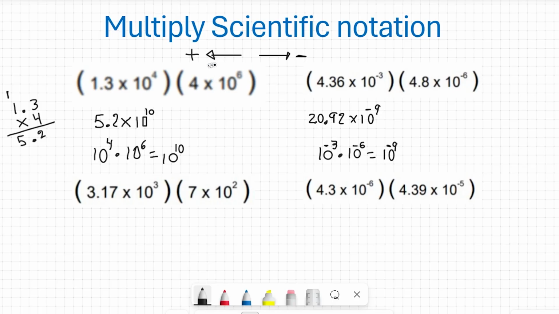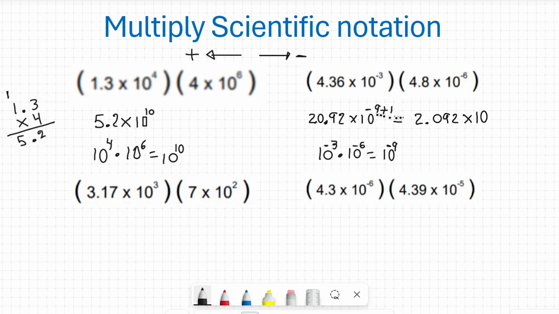Okay. Now, can you see that I have to move it to the right? And I'm moving it to the right only 1 unit. So that means the answer then will be 2.092 times 10. And remember how we moved the decimal point only 1 unit to the right? Then it's going to be plus 1.